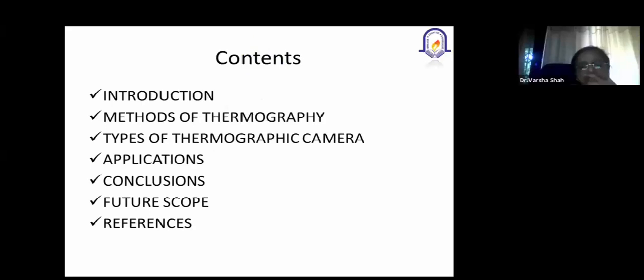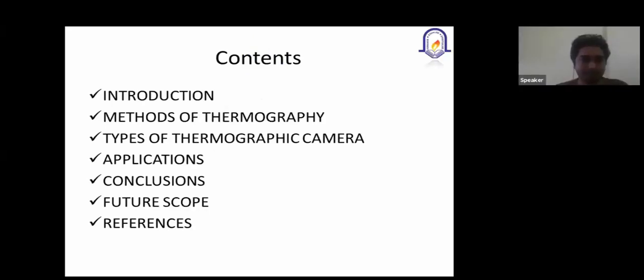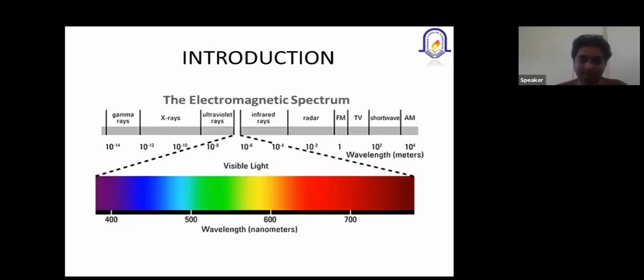So these are the contents which we are going through. First is introduction, method of thermography, types of thermographic camera, application, conclusion, future scope, and references. Okay, let's get started. This is the electromagnetic spectrum.